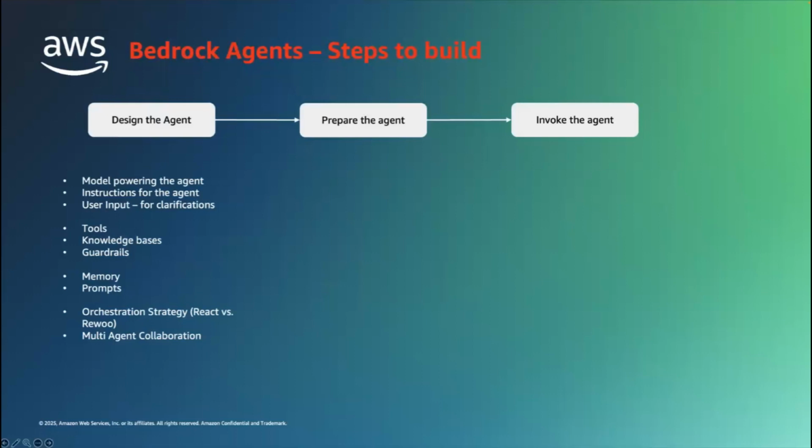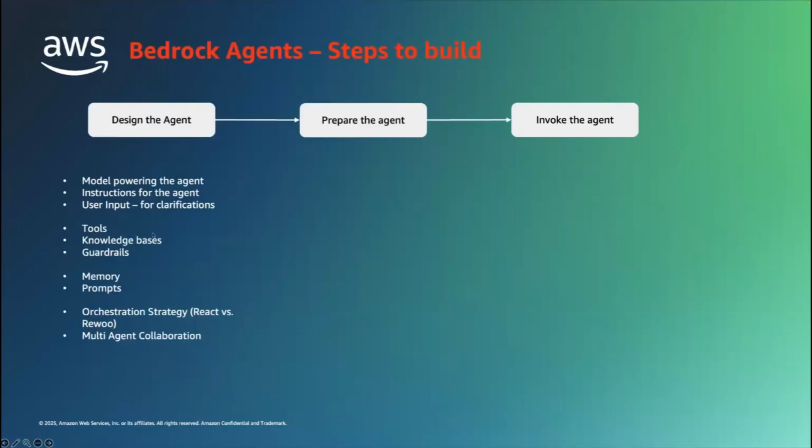This starts with configuring the model that the agent is going to operate, the instructions for the agent, and if you want the agent to interact with a human for additional information. You also need to configure tools, knowledge bases, and guardrails. As I mentioned earlier, memory and prompts are built in. However, during the design of the agent, you could potentially go and modify the prompts for different stages. Finally, the orchestration strategy. This could be either a ReAct-based agent or a ReWOO agent.